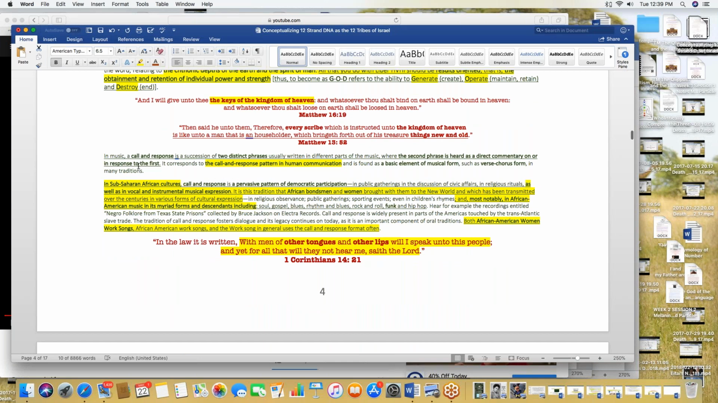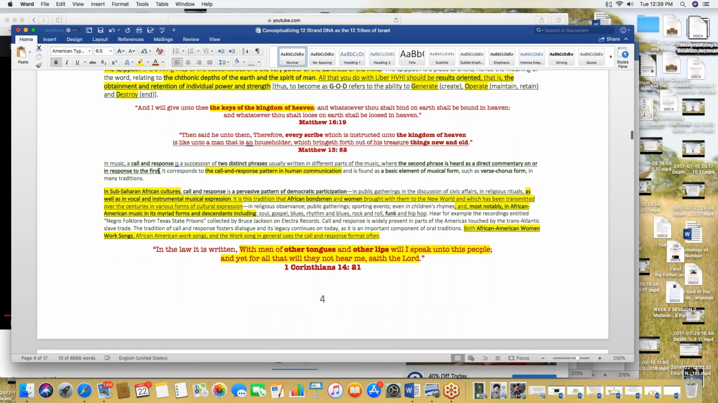In music, a call and response is a succession of two distinct phrases, usually written in different parts of the music, where the second phrase is heard as a direct commentary on or in response to the first. It corresponds to the call response pattern in human communication, and as we found out, in human consciousness, and is found as a basic element of musical form, such as verse chorus form in many traditions.